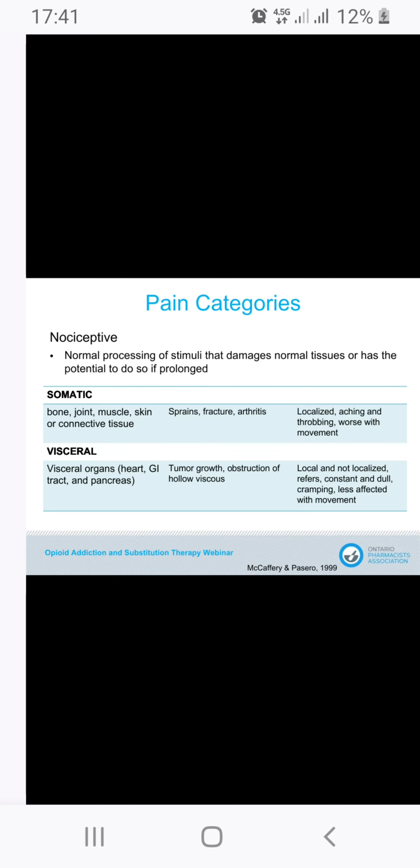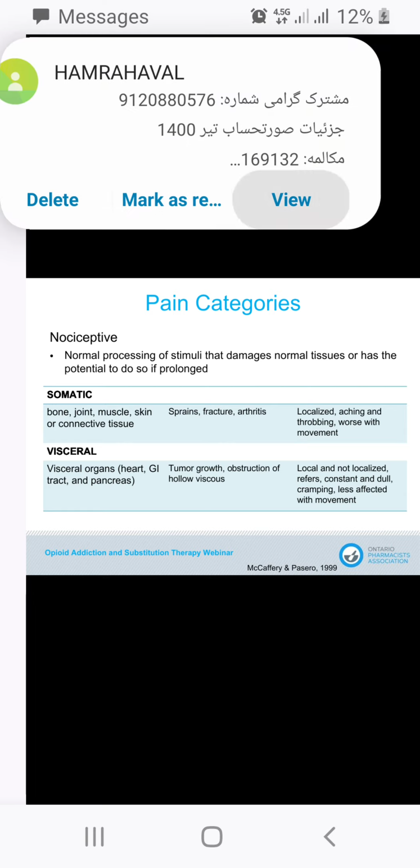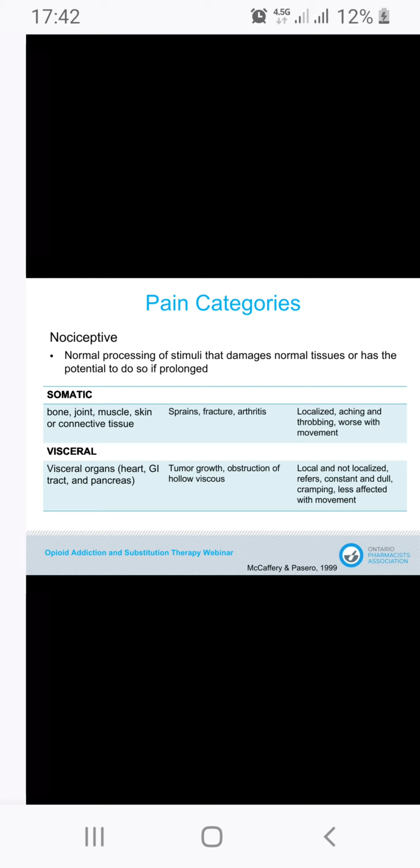So when we think about pain, we traditionally delineate it into 2 major categories. The first category being nociceptive pain. A very general definition of this is normal processing of a stimulus that damages normal tissue or has the potential to do so if it's prolonged. Furthermore, this is broken down into 2 types, or 2 locations, I would say, somatic and visceral. Somatic nociceptive pain happens in the bones, the joints, muscles, skin, or connective tissue. Examples of this are sprains, fractures, or OA, or even sunburns as an example.